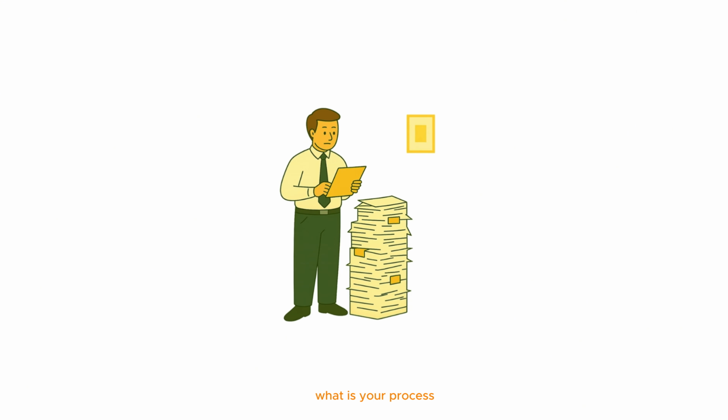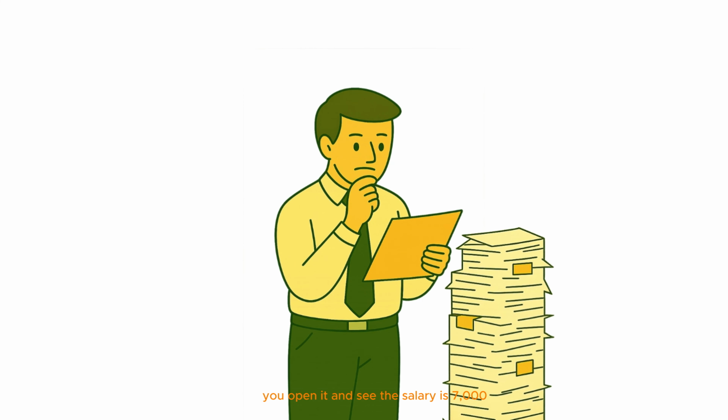The archive room contains hundreds of employee files, all in a random order. What is your process? You start checking the files one by one. You pick up the first file. Check the salary. It is less than 3,000. You put it back. You check the second file, the third file, the fourth file. Then you get to the fifth file. You open it and see the salary is 7,000.